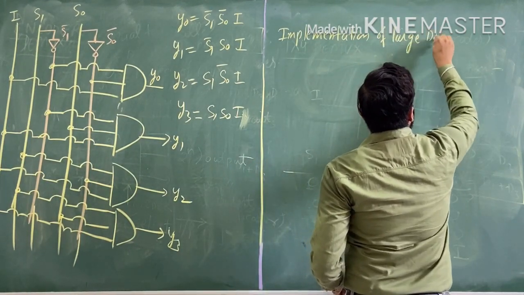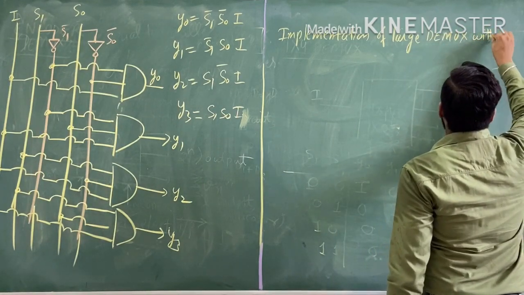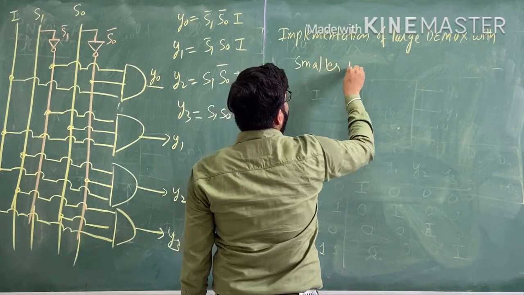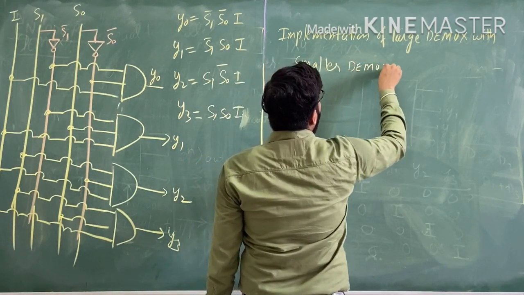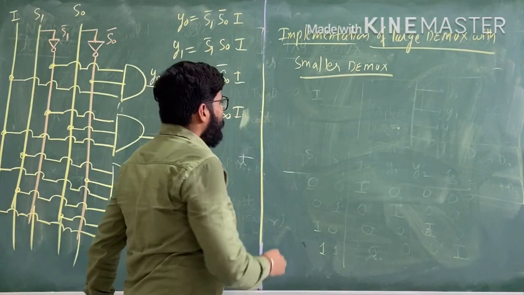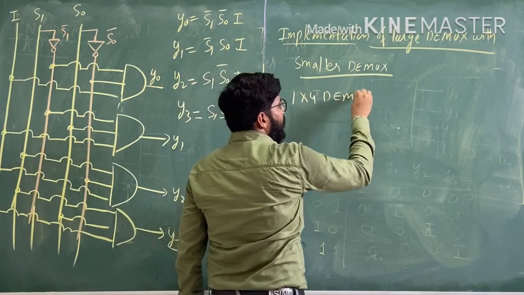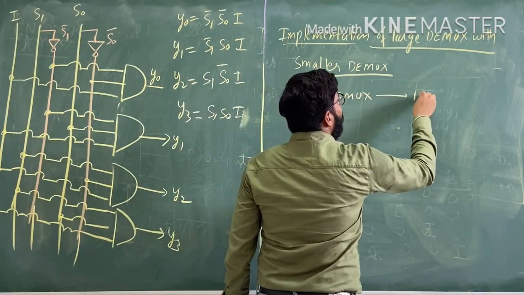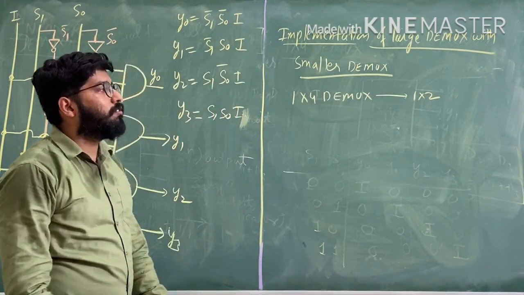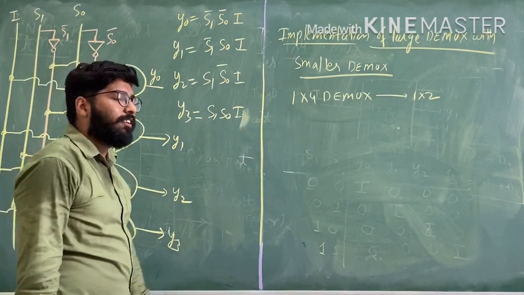larger demux with smaller demux. Okay, so this is the heading. Now we will have an example to discuss this. Suppose we have to develop a 1 cross 4 demux with the help of 1 cross 2 demux. The given data is 1 cross 2 demux, and with the 1 cross 2 demux we have to design a 1 cross 4 demux.